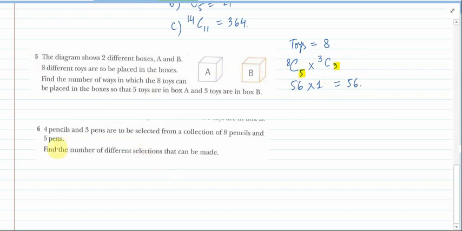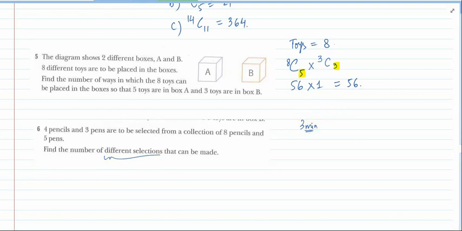Question number 6. 4 pencils and 3 pens are to be selected from a collection of 8 pencils and 5 pens. Find the number of different selections that can be made. You have a time of 3 minutes to give it a try, so start.